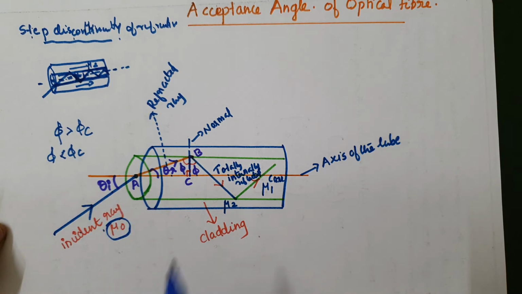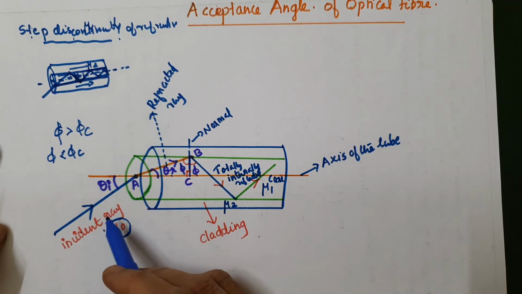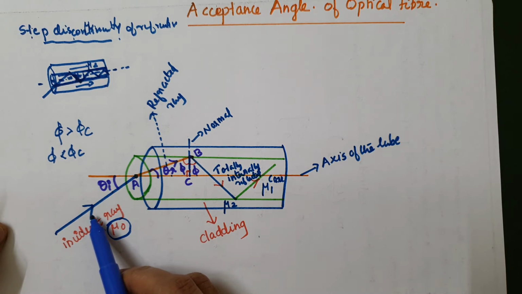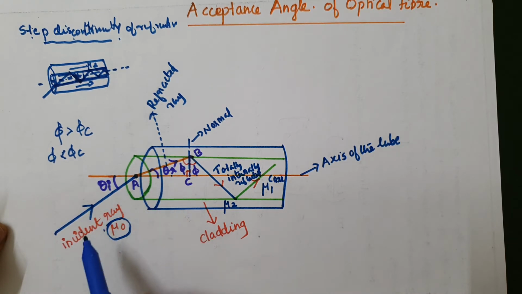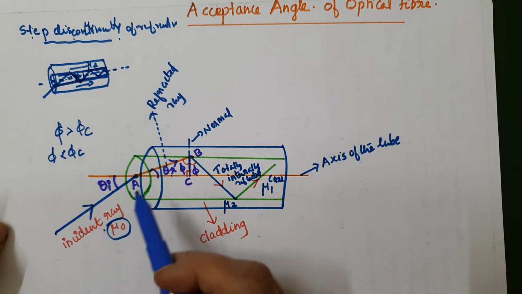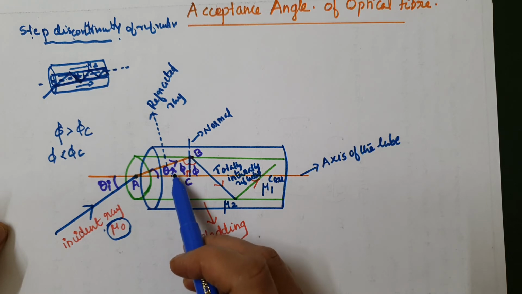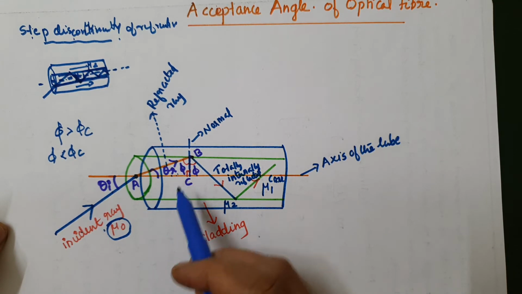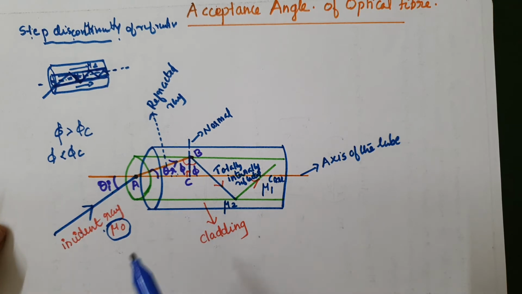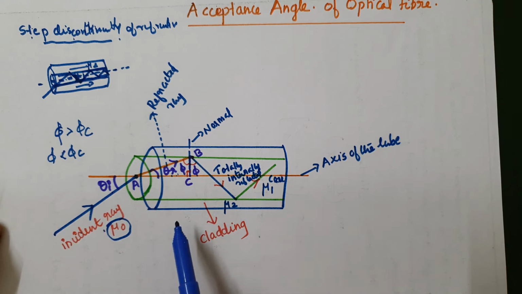Here we are considering Snell's law. A light ray is moving from the air medium to the fiber medium. The refractive index of the air medium is mu0, and the refractive index of the core region, to which the light ray enters, is mu1. According to Snell's law, when a light ray propagates from one medium to another, the ratio of the refractive index of the second medium to the refractive index of the first medium is equal to the ratio of the sine of the angle of incidence to the sine of the angle of refraction.